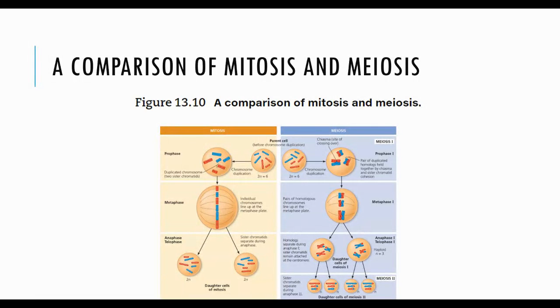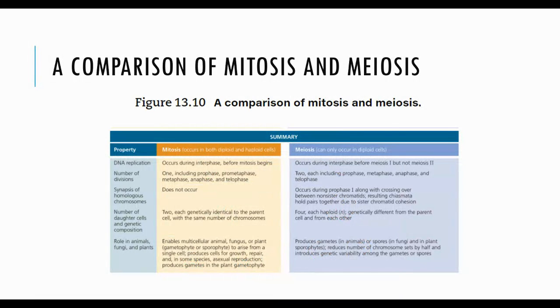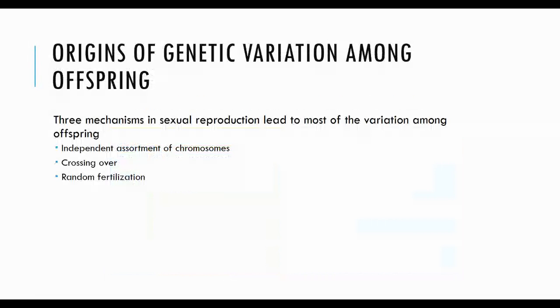Another difference is that during metaphase of mitosis, the individual chromosomes line up in the middle, but in metaphase 1 of meiosis, they line up with their homologous buddy. And then obviously the end result is a little bit different. With mitosis, we have two daughter cells that are identical to each other and to the parent cell. But with meiosis, we have 4 genetically different haploid cells. We've already been through all that, but it is there for your review on your own.